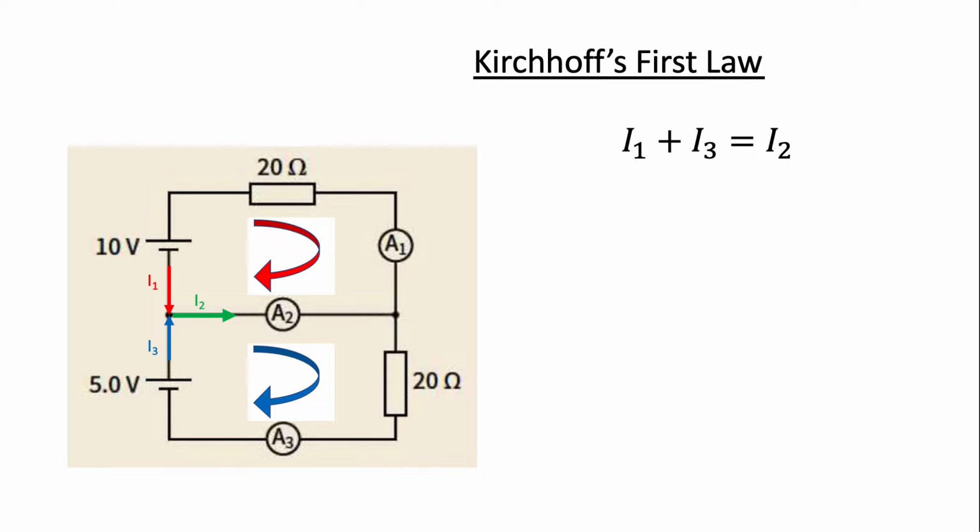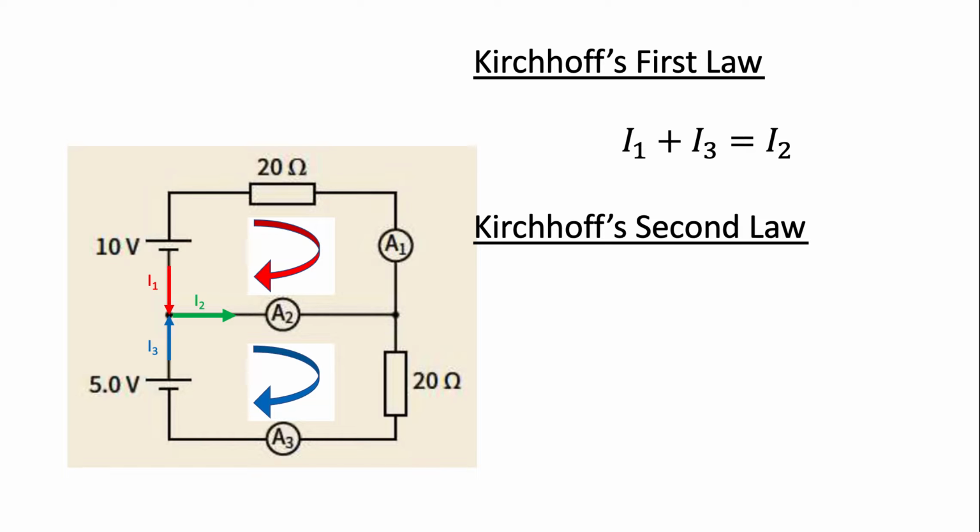I'm then going to take the two loops that I've identified. Now, in this case, I'm just going to go clockwise. The reason I'm going clockwise is because I know that those EMFs will stay positive as long as I go clockwise. If I go anti-clockwise around those loops, those EMFs are going to become negative. Okay, so we're going to apply Kirchhoff's second law.